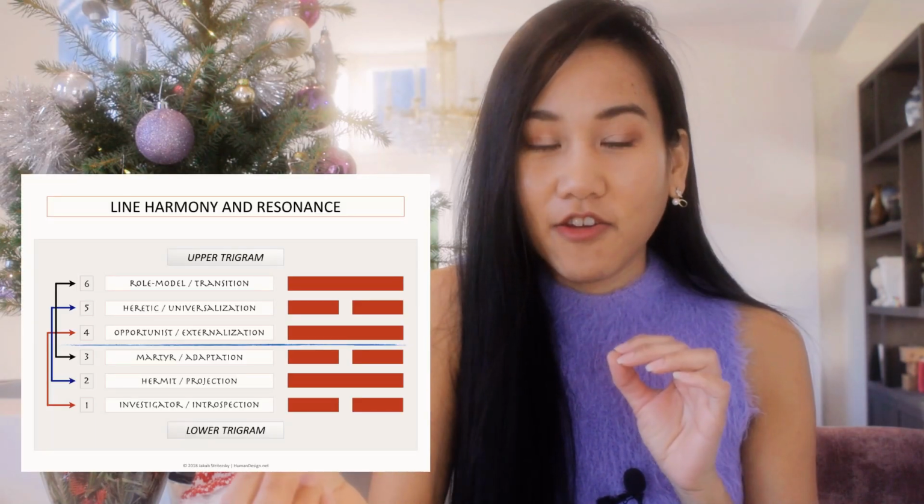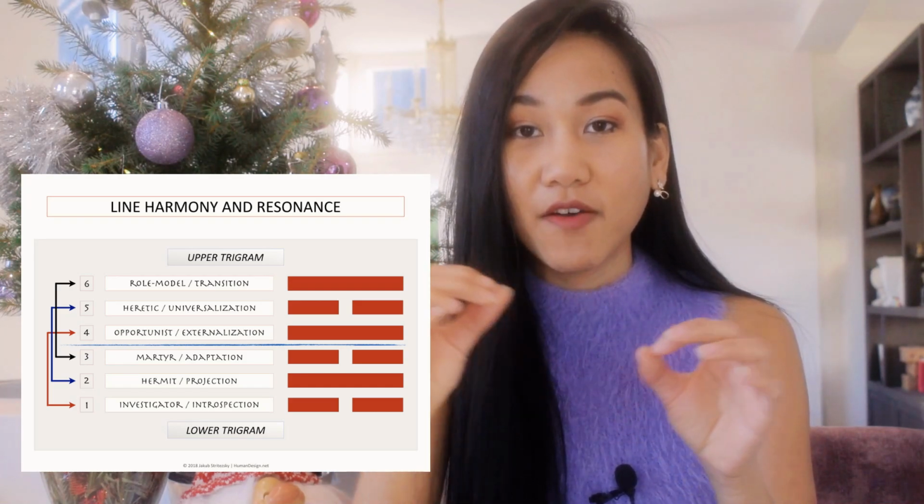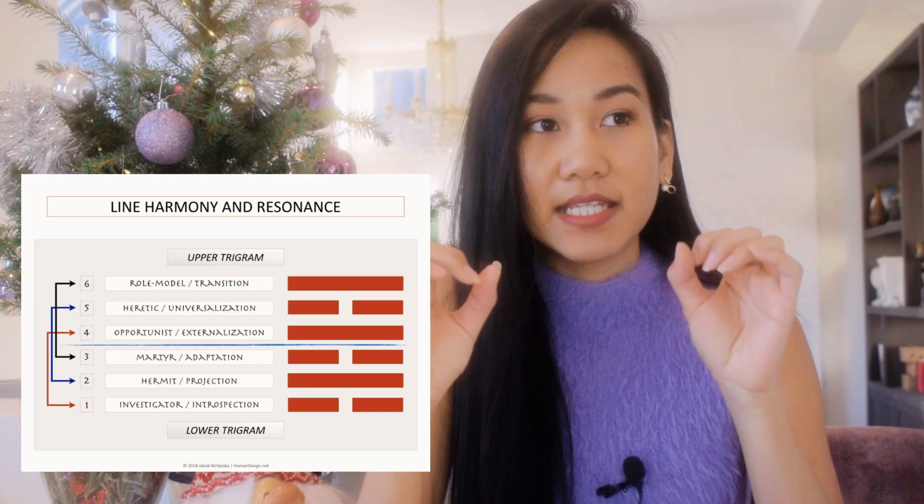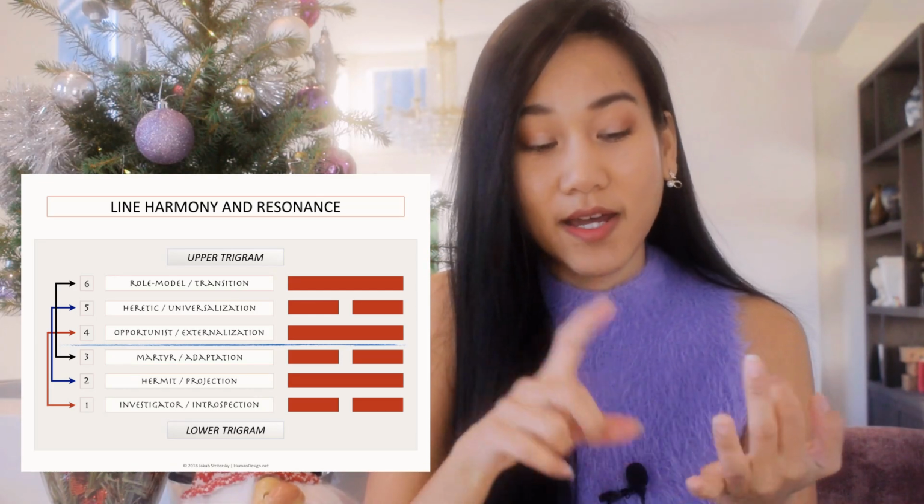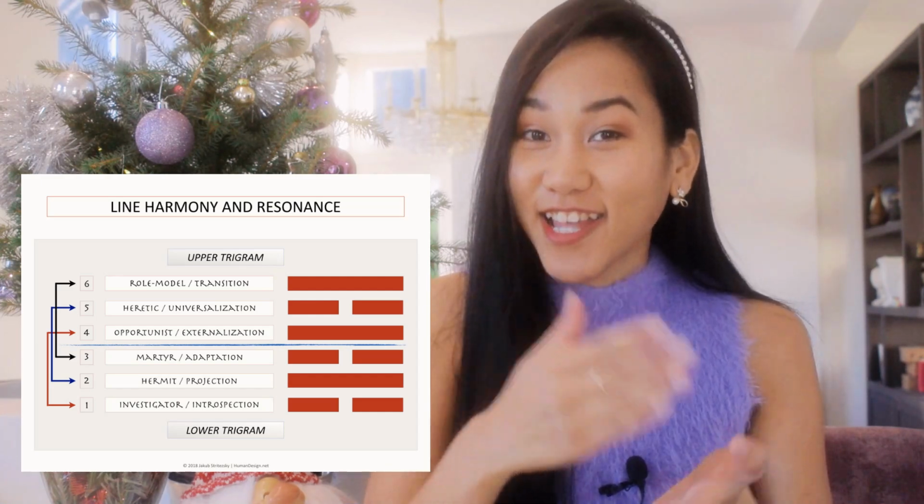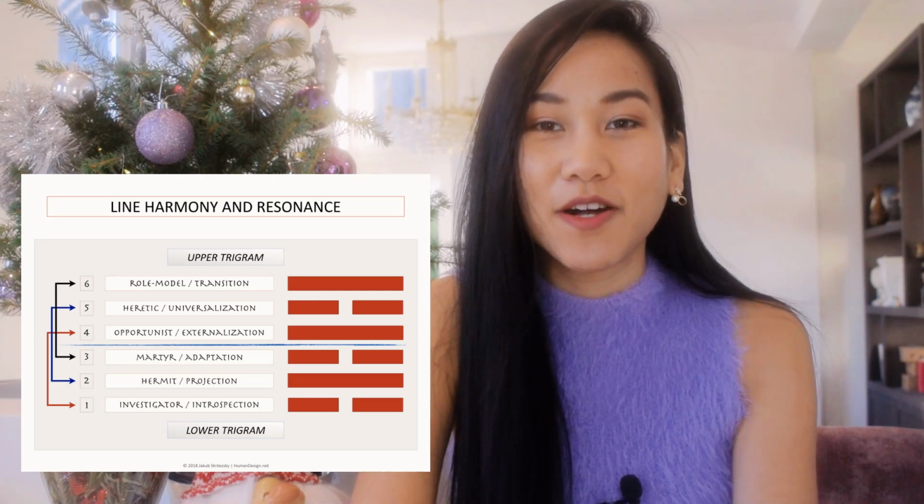Now, you don't always have to have a resonance of line 1 with line 1, because line 1 is the baseline, so that can also go well with line 4. So 1 and 4 have a good energy together, an understanding energy together. Line 2 and line 5 also have good energy together, and line 3 and line 6 also have good energy together. And of course, line 1 and line 1, line 2 and line 2, line 3 and line 3, line 4 and line 4, line 5 and line 5, and line 6 and line 6 also go well together.